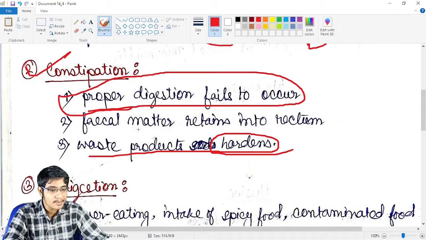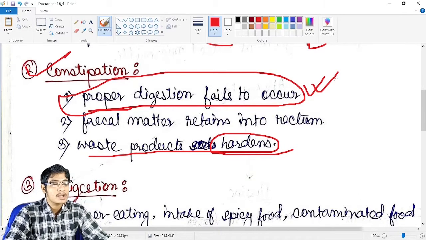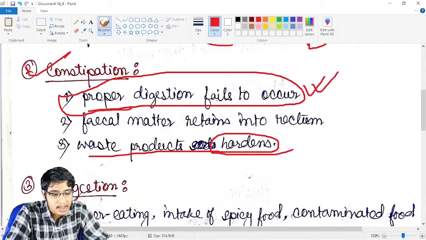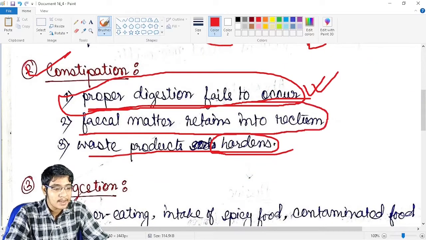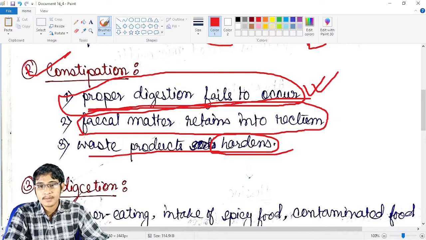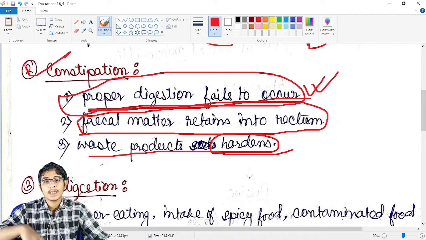Obviously we have diseases related to the digestive tract, so if proper digestion fails to occur, then these diseases may occur. Constipation is due to proper digestion failing to occur. Fecal matter is retained in the rectum. This is very painful for the patients because fecal matter retains in the rectum.